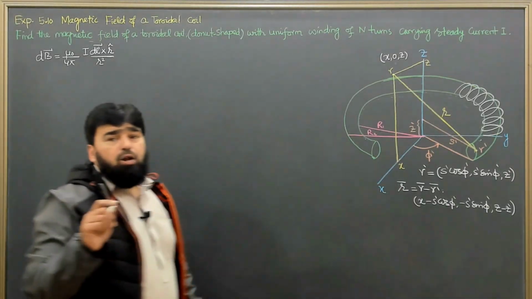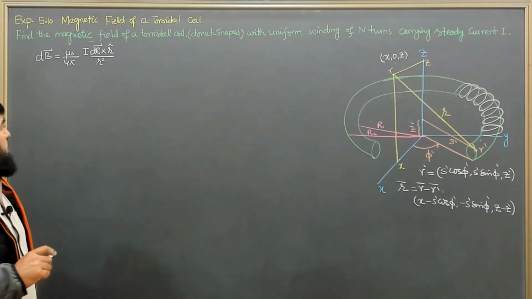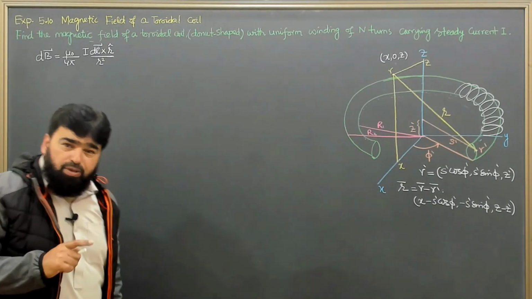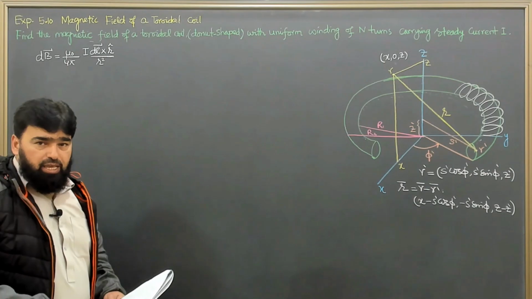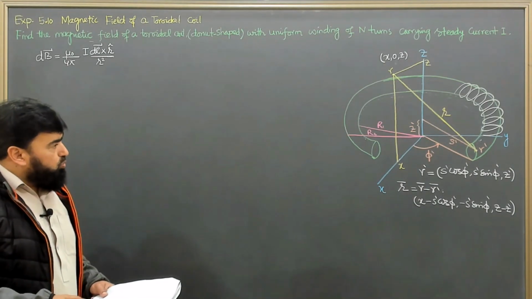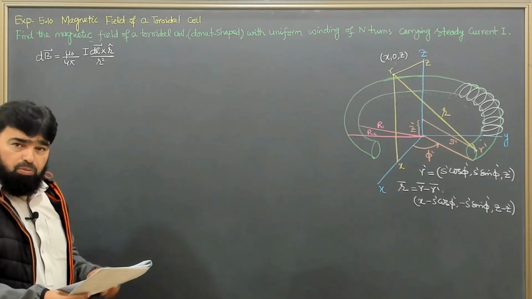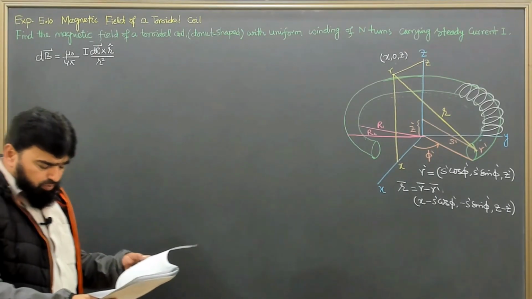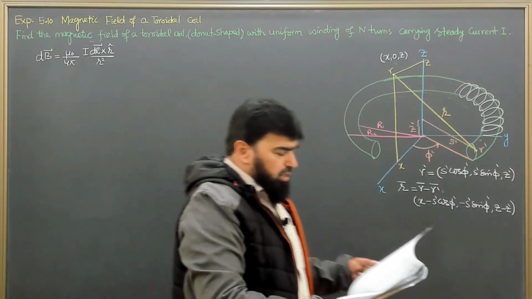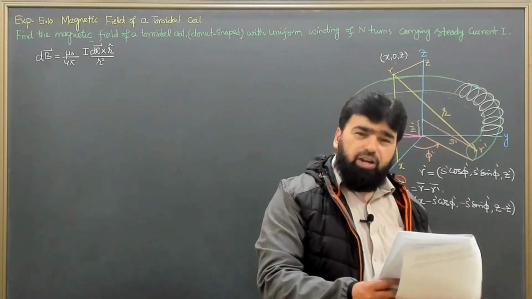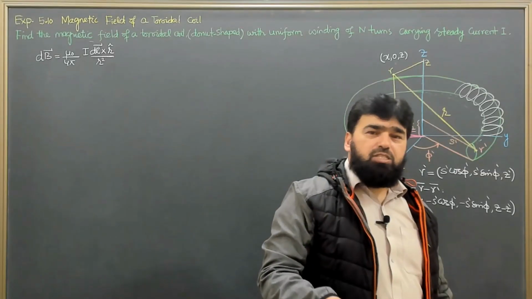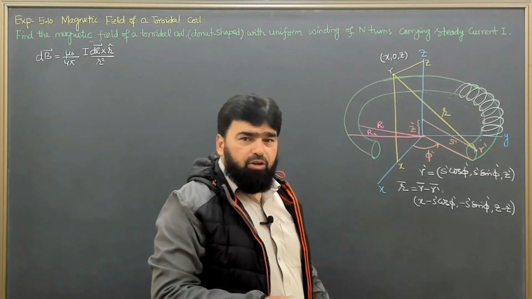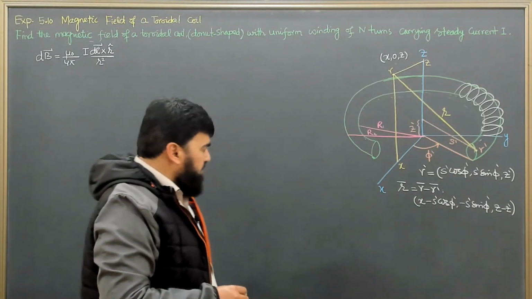Now what are we going after? We are basically trying to find out in which direction the magnetic field is. And once we are sure about the direction of this magnetic field, then we will be able to find the magnetic field inside and outside, or within the toroid.